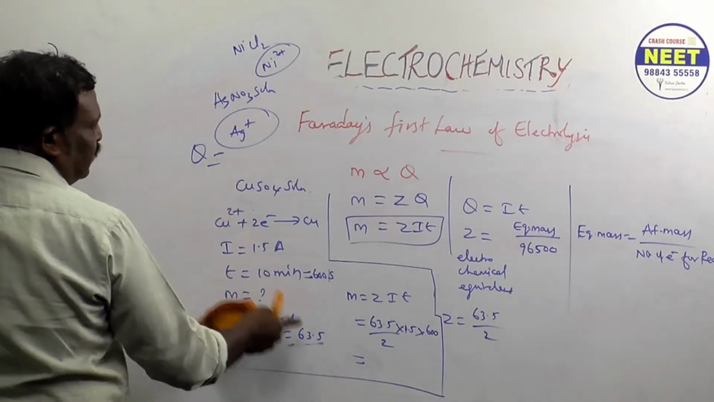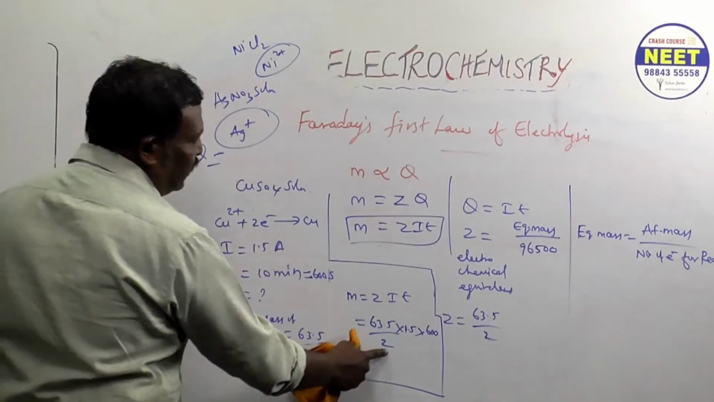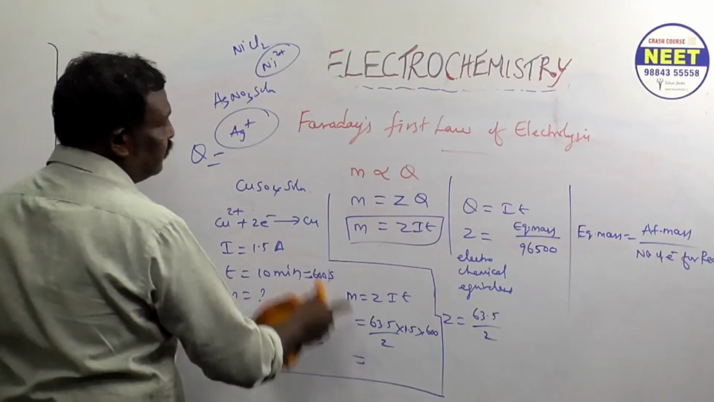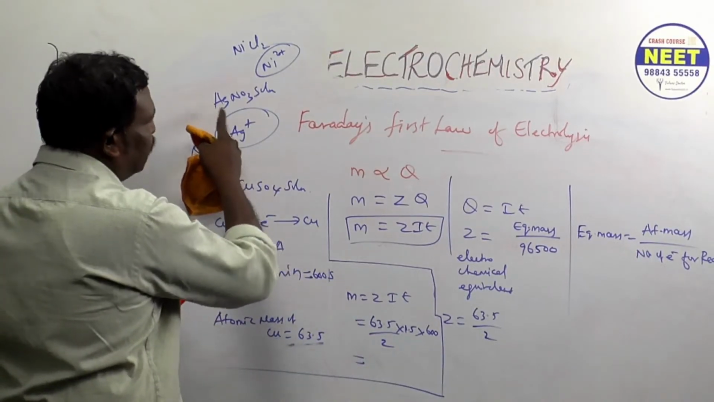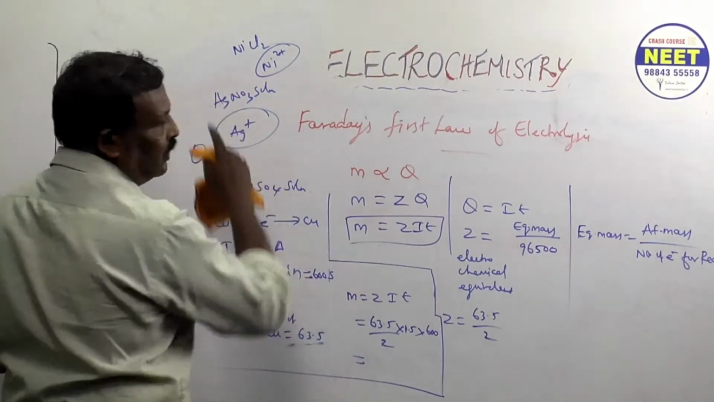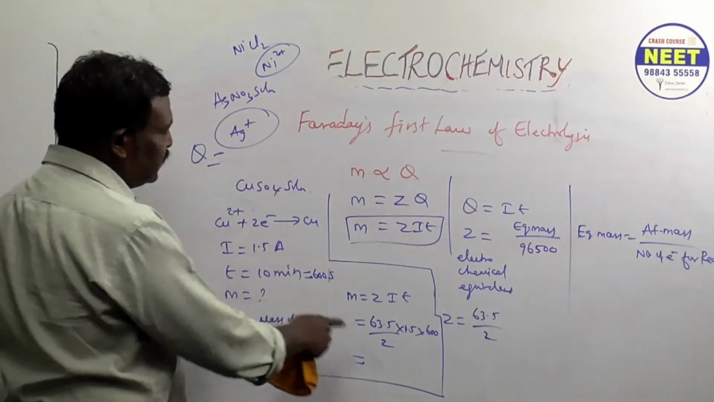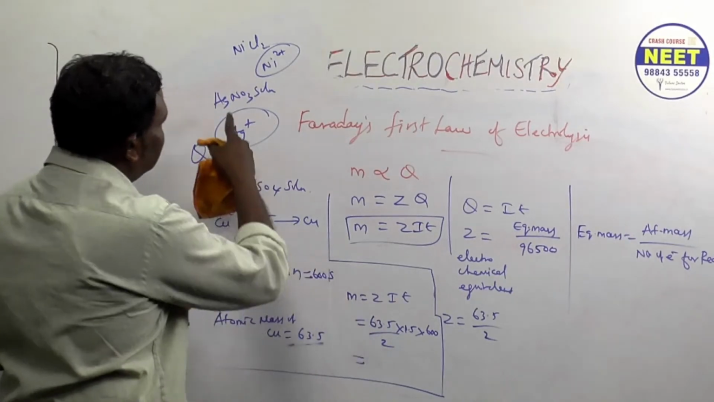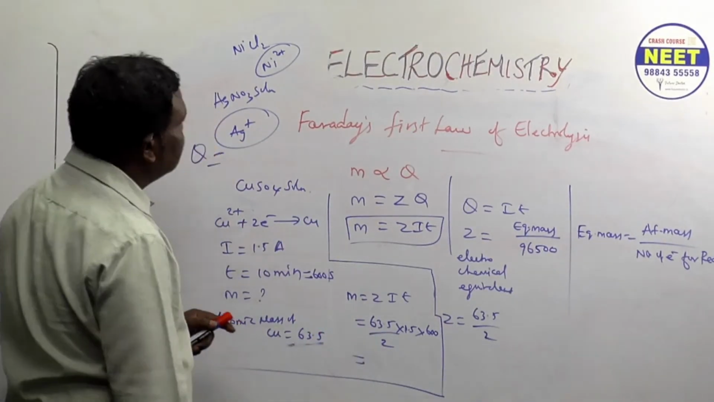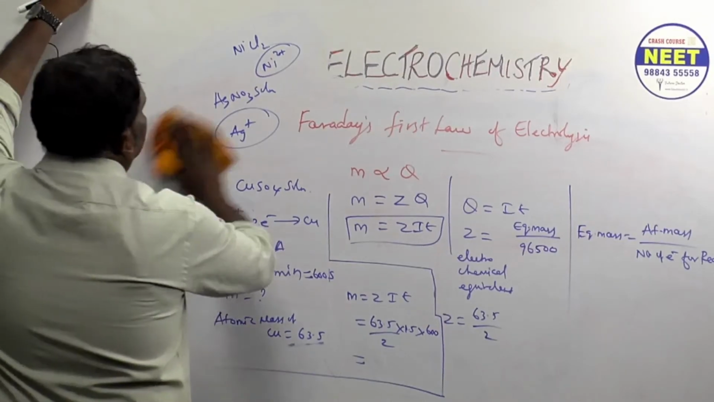This only you must know. Suppose AgNO3 solution, then divide by what? By 1, since it is Ag plus, you put only 1. Silver atomic mass is 108, so 108 by 1. Understood? Are you following? Okay, right.